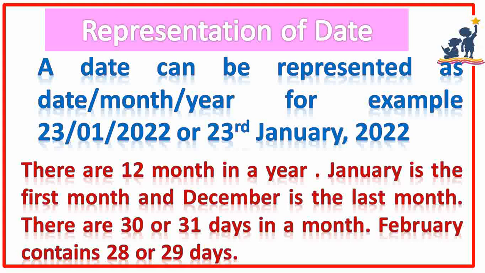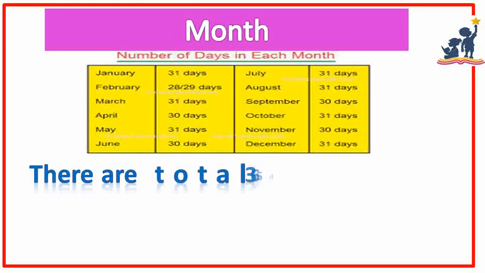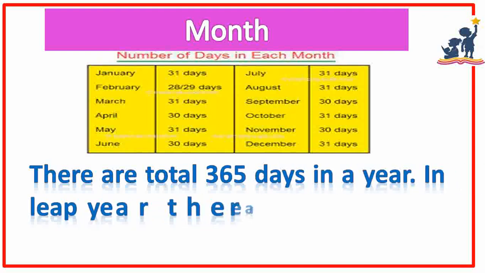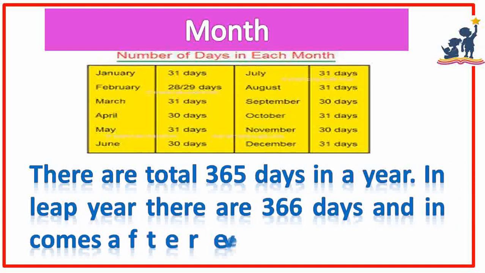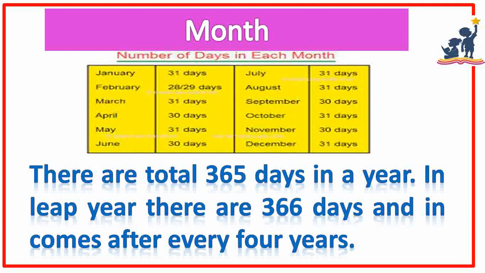There are 12 months in a year. January is the first month and December is the last month. There are 30 or 31 days in a month. February contains 28 or 29 days. Now, we will know about months. Number of days in each month.